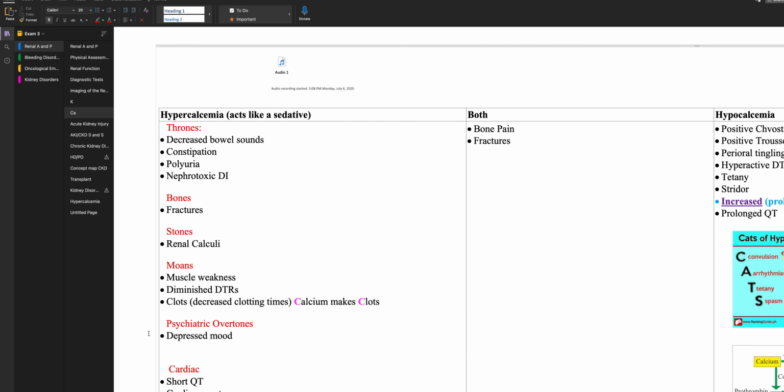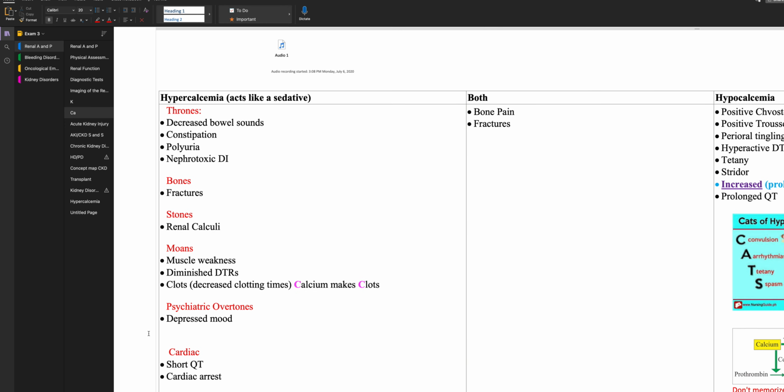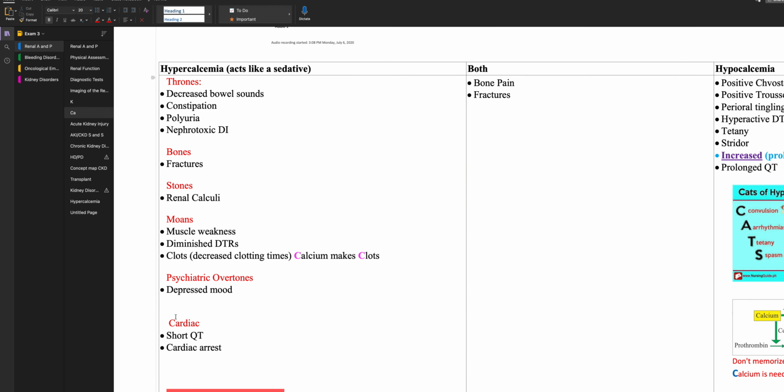I remember it like Thrones, Bones, Stones, Moans, and Psychiatric Overtones. For Thrones, they're going to have decreased bowel sounds and constipation because everything has slowed down except for the kidneys. They're going to have polyuria. Hypercalcemia creates like a nephrogenic diabetes insipidus in the distal tubule. So just remember constipation, polyuria, that's why they're on the Thrones all the time, and decreased bowel sounds.